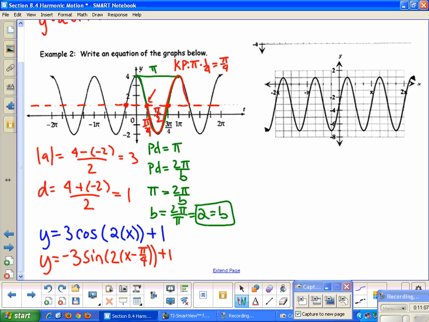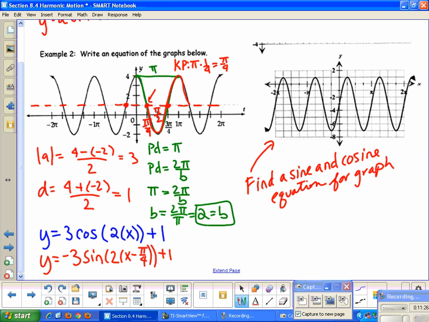Now, for this graph that we have right here, I want you guys to find a sine and a cosine equation for the graph. So again, you are completing this. And then I'll check that in class.